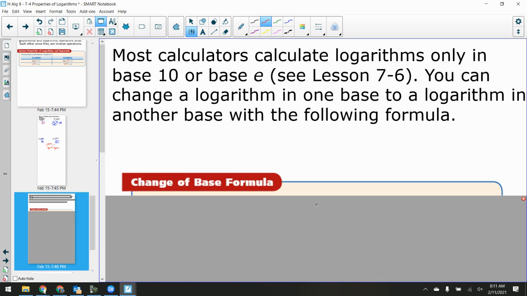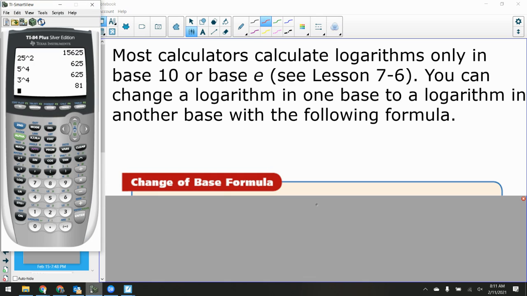Okay, now last property. This one will not really apply to most of you because, spoiler alert, your calculators do more than just log base 10. Your calculators do log base 10, common log, but they will also do ln, that's natural log, log base e, which we'll look at in section 7.6.